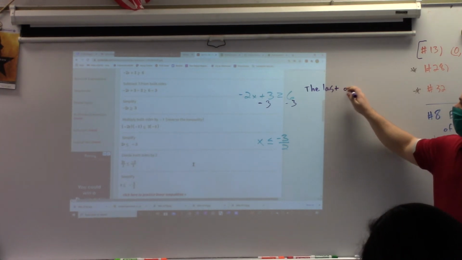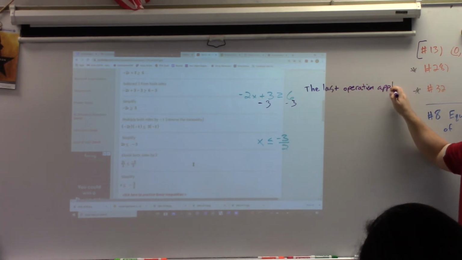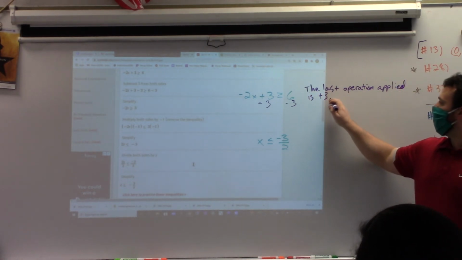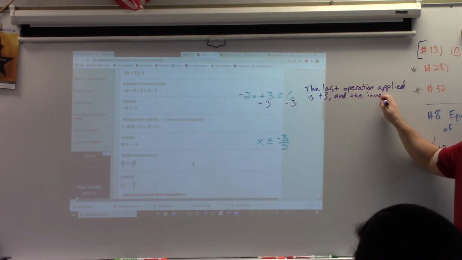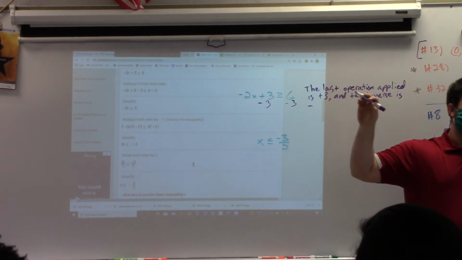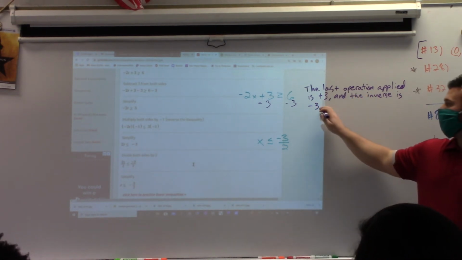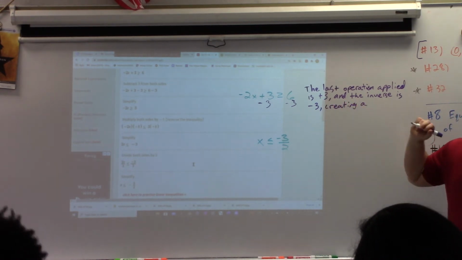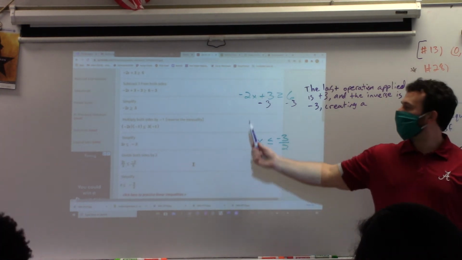The last operation applied is what? Plus 3. And the inverse is what? Is to subtract. Subtract what? 3. Now this is important, we do want to remember this. Creating a what? Creating a simpler problem for the inequality. Just make it easier. It is, but why is it?